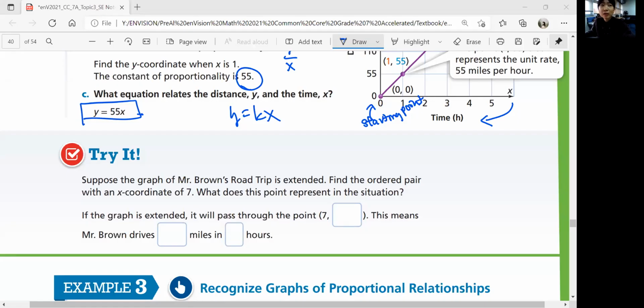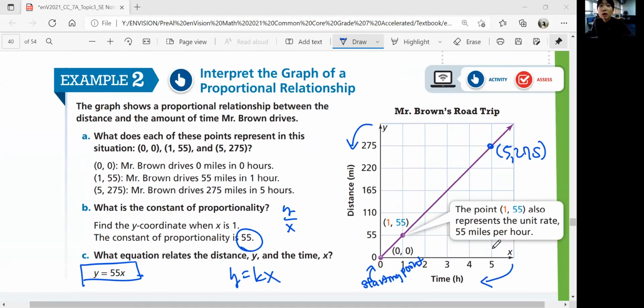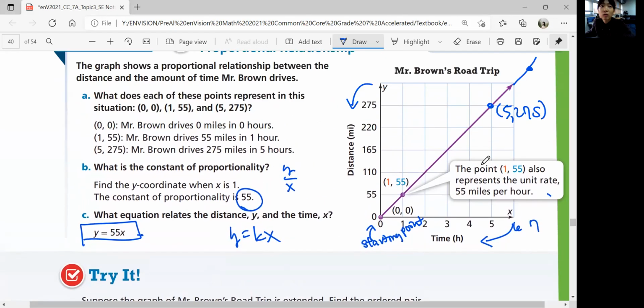Okay, let's look at the try question. Suppose a graph of Mr. Brown's road trip is extended. Find the ordered pair with an x coordinate of 7. What does this point represent in this situation? So if the graph is extended, if x is 7, which point maps on this line if the graph was extended?